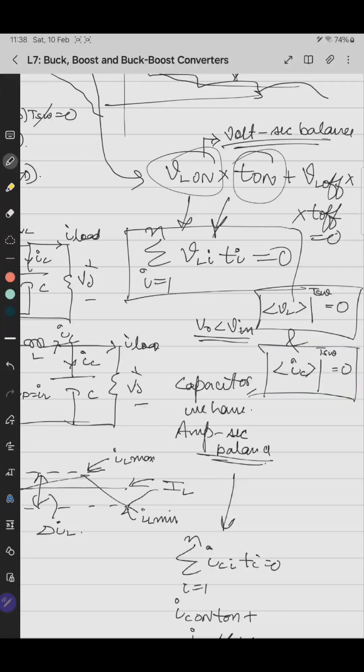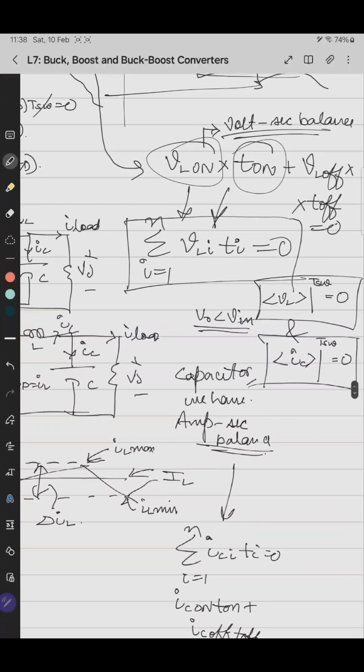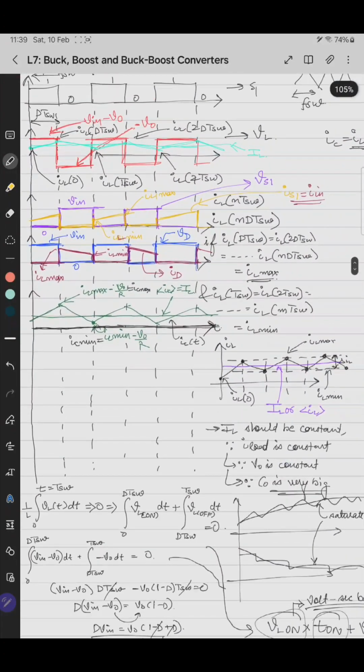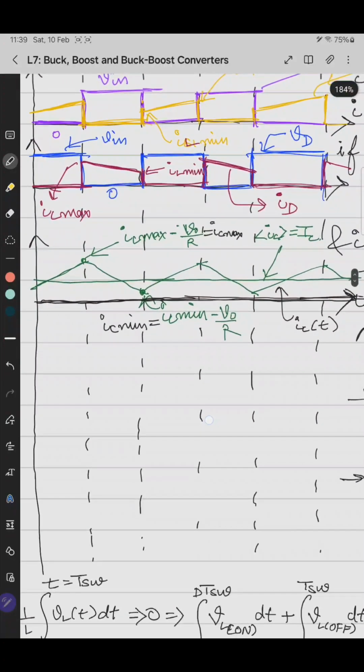Similarly, for the amp second balance, if the amp second balance is lost, then the voltage across the capacitor will keep on changing. It will be either rising or falling. That is not desirable. So using the same amp second balance, we have to make sure that the area of this curve is equal for the charging as well as the discharging phase. Now in this case, this is the T equals 0 axis, and this is the area during some switching, and this is some area during some other switching time.